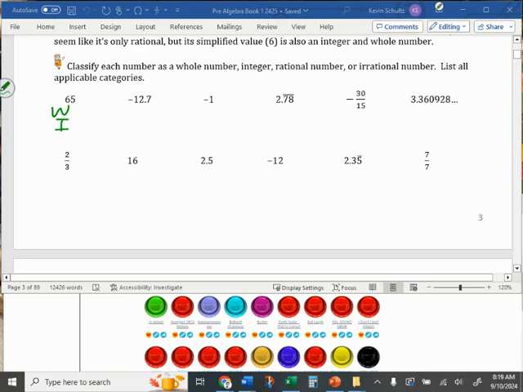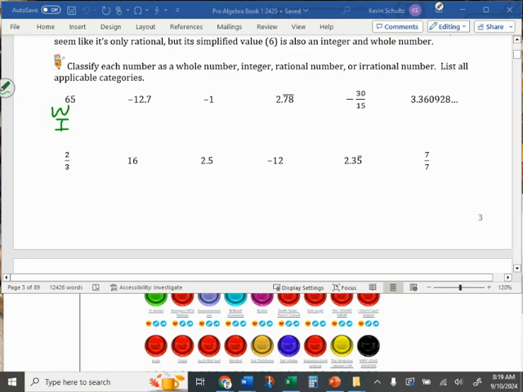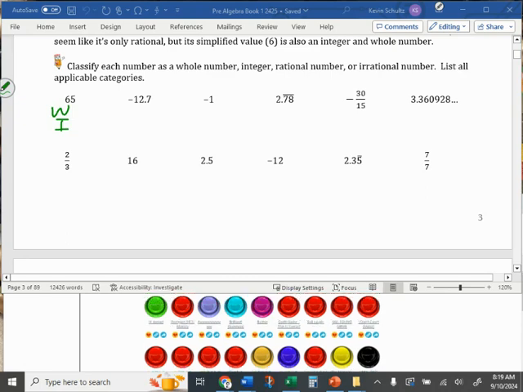Because every whole number will also be an integer. So every time you write W for whole, you should also be writing I for integer. What other number system is it a part of? Melanie? Rational. Because every whole number is also an integer, and also rational.